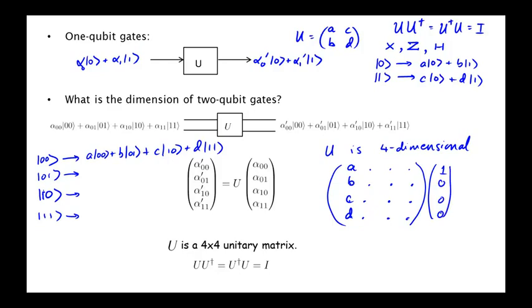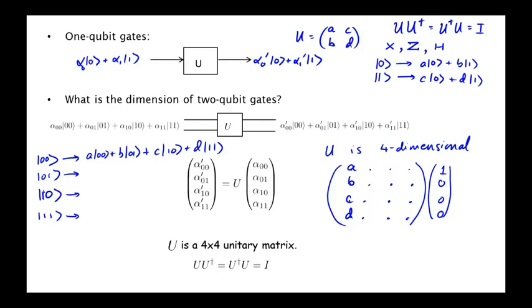Okay, so if you want to know what U maps 0, 0 to, you multiply this matrix U by this vector. And what do you get? You get this column, A, B, C, D, which is exactly what this was. Okay, so make sure you understand all this.